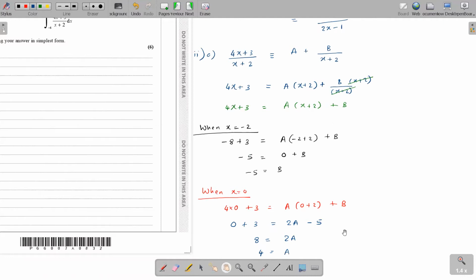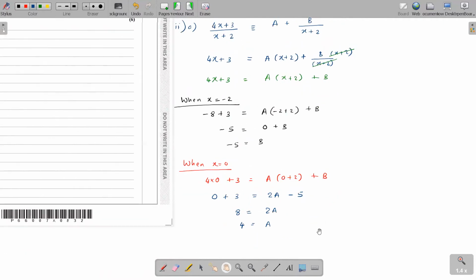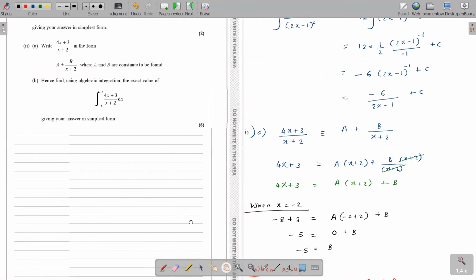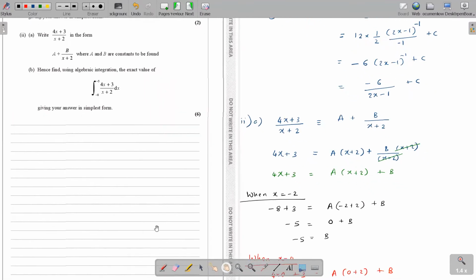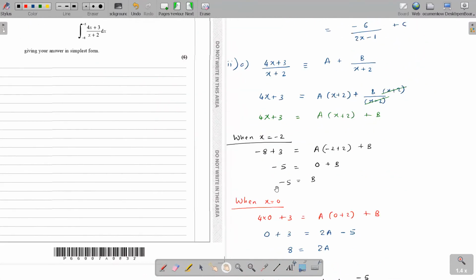So give your answer in the format. They wanted us to express 4x plus 3 over x plus 2 as a plus b over x plus 2. So a equals 4, plus b is minus 5, over x plus 2. So this is the answer for part A. Let's move on to part B. Actually, I told you I would, no, I think this is better. Okay, so we just do it in this way.